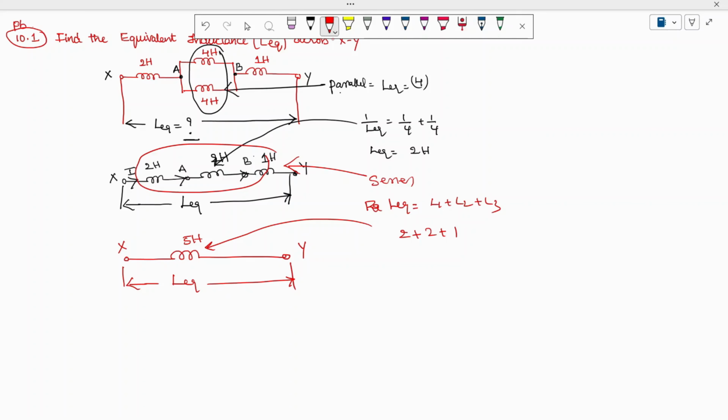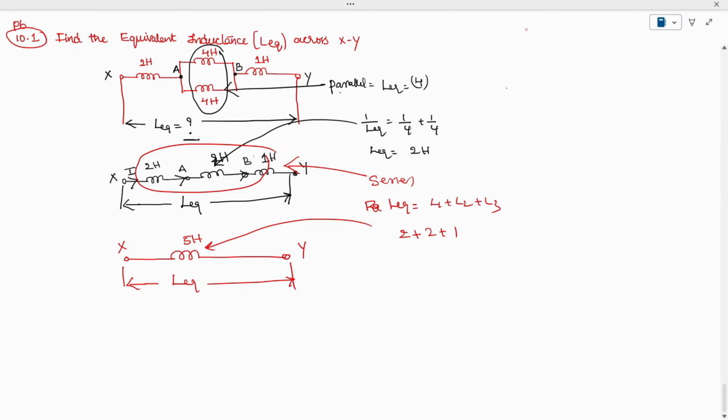So this is how to find it out. This is a very simple problem. Just understand that the formulas for R equivalent and L equivalent are the same, but it will differ only for capacitances. Why? Because the inductor and capacitor are both dual in nature. We will solve the remaining problems in the upcoming class.